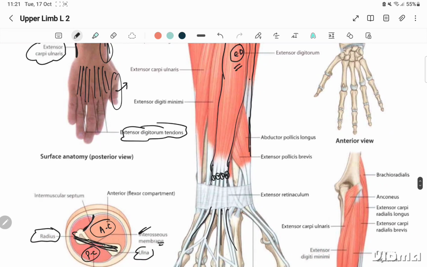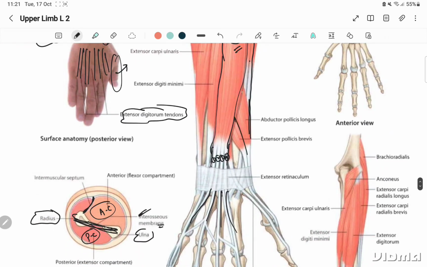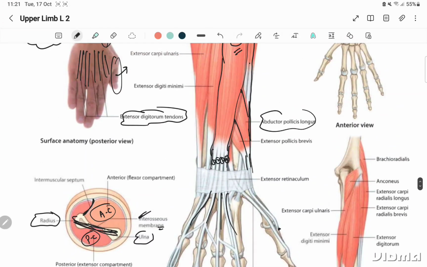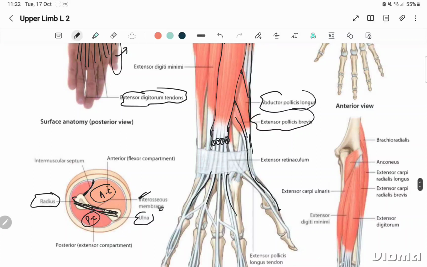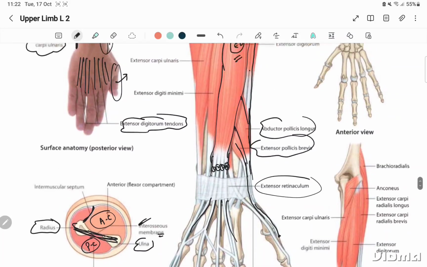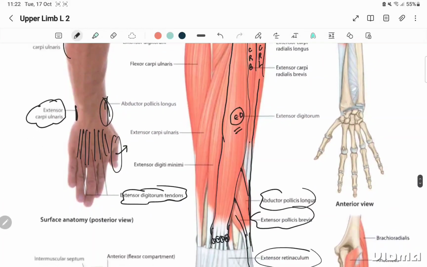Okay, we have a muscle here, abductor pollicis longus here, which terminates in the thumb. Okay, abductor pollicis. We have extensor pollicis brevis also. Here we have the tendon of extensor pollicis brevis also. Okay, this is the extensor retinaculum, which other muscles are visible here.